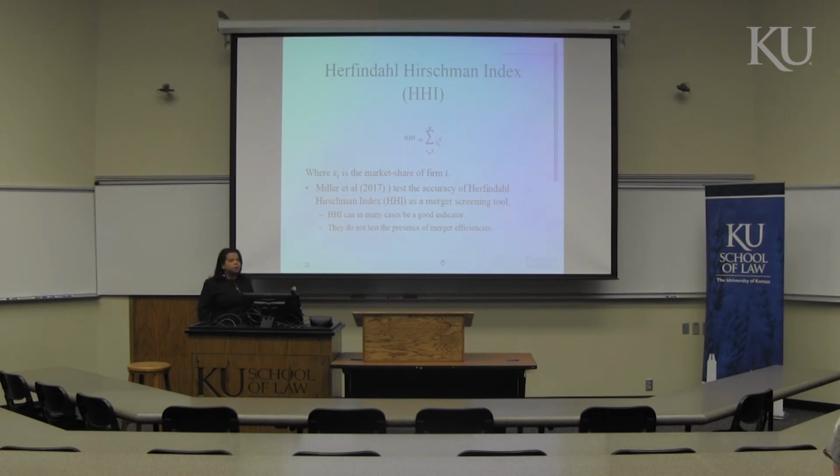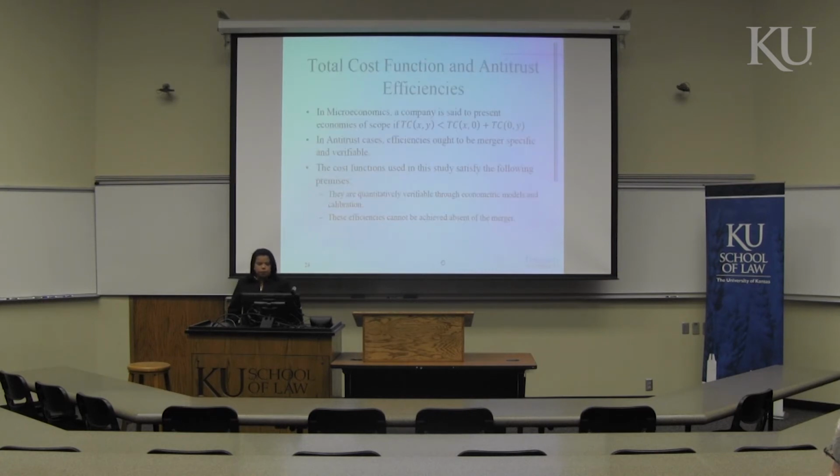Miller and others in 2017 test the accuracy of the Herfindahl-Hirschman index as a merger screening tool, and their conclusion is that HHI can still, in many cases, be a good indicator of whether mergers should be investigated or not. But a key thing is that they do not test the presence of merger efficiencies. So the natural question to answer is, okay, how about in the presence of efficiencies? How well does HHI even do?